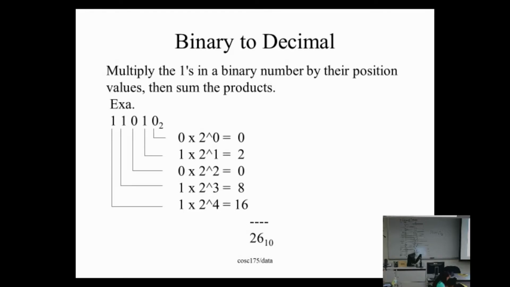0 times 2 to the 0 is 0. 1 times 2 to the 1 is 2. 1 times 2 to the 2 is 4. 1 times 2 to the 3 is 8. You're doing it right. 1 times 2 to the 5 is 16 times 2 is 32. Yeah.